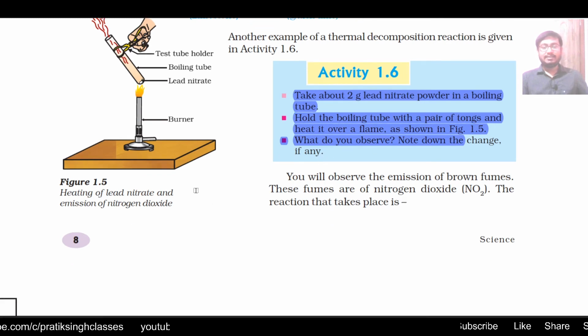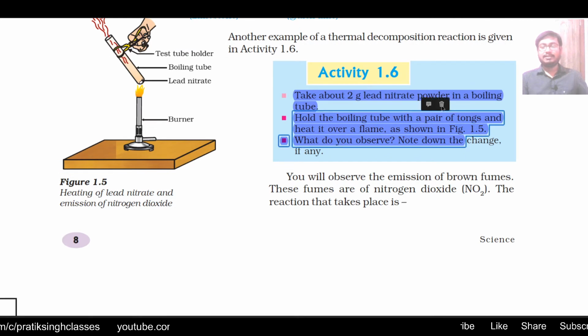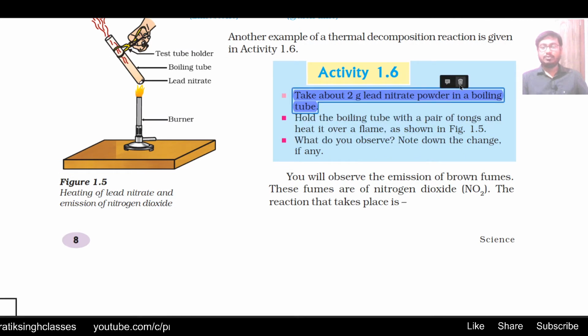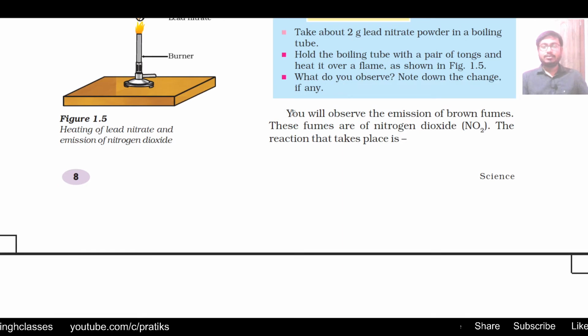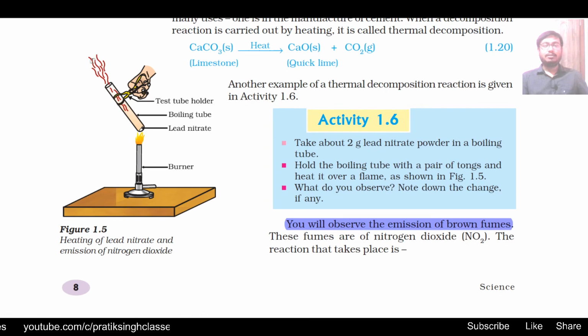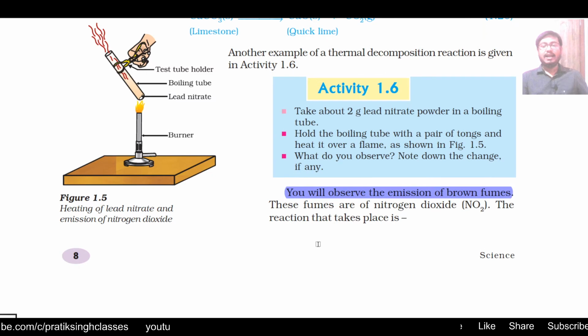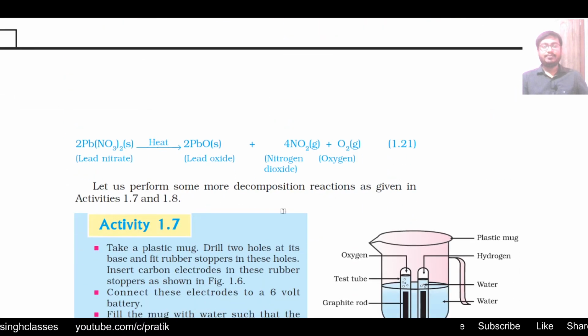So let us see the things which happen in this activity as given in the book. You will observe the emission of brown fumes. As you can see, brown colored fumes come out in this reaction, and these are nitrogen dioxide, NO2. The reaction that takes place is like this: Pb(NO3)2 in solid form, that is lead nitrate, plus heat makes lead oxide plus nitrogen dioxide plus oxygen.